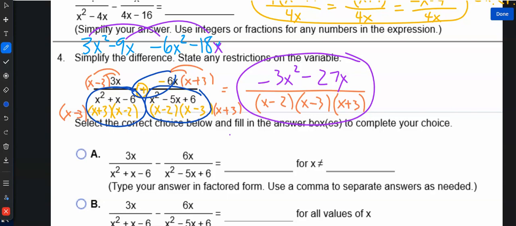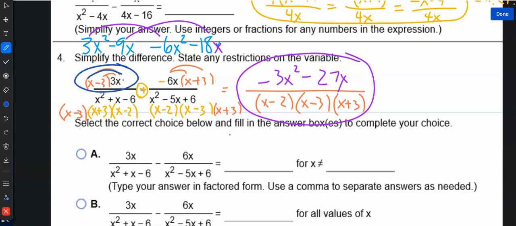Okay? And then we asked, what's the first one missing that the second one has? And that was clearly an x minus 3. And the second one was missing an x plus 3. So I did that to the top and the bottom. Then we distributed the 3x to the x minus 3.